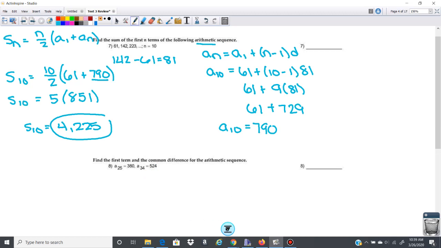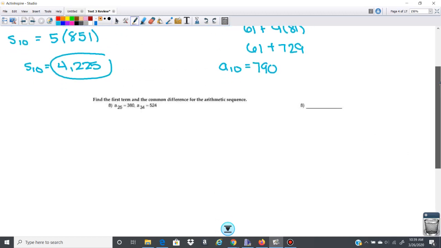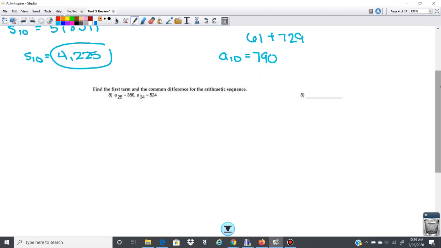All right, next problem: find the first term and common difference for the arithmetic sequence. Here you're given the 25th and the 34th term. There are a couple of different ways to do this problem. I have found that the best way is to set up a system of equations. We know the formula for an arithmetic sequence is a sub n equals a sub 1 plus n minus 1 d.